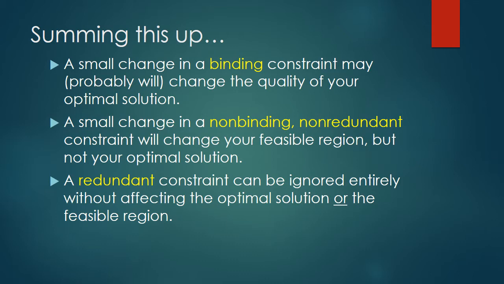A redundant constraint can be ignored entirely and removed from the program without affecting the optimal solution or the feasible region. You can tell a constraint's redundant because it doesn't form one of the walls of the feasible region. If you imagine the feasible region as being a swimming pool full of water, removing a redundant constraint will not make any water leak out. Removing a non-redundant constraint will.